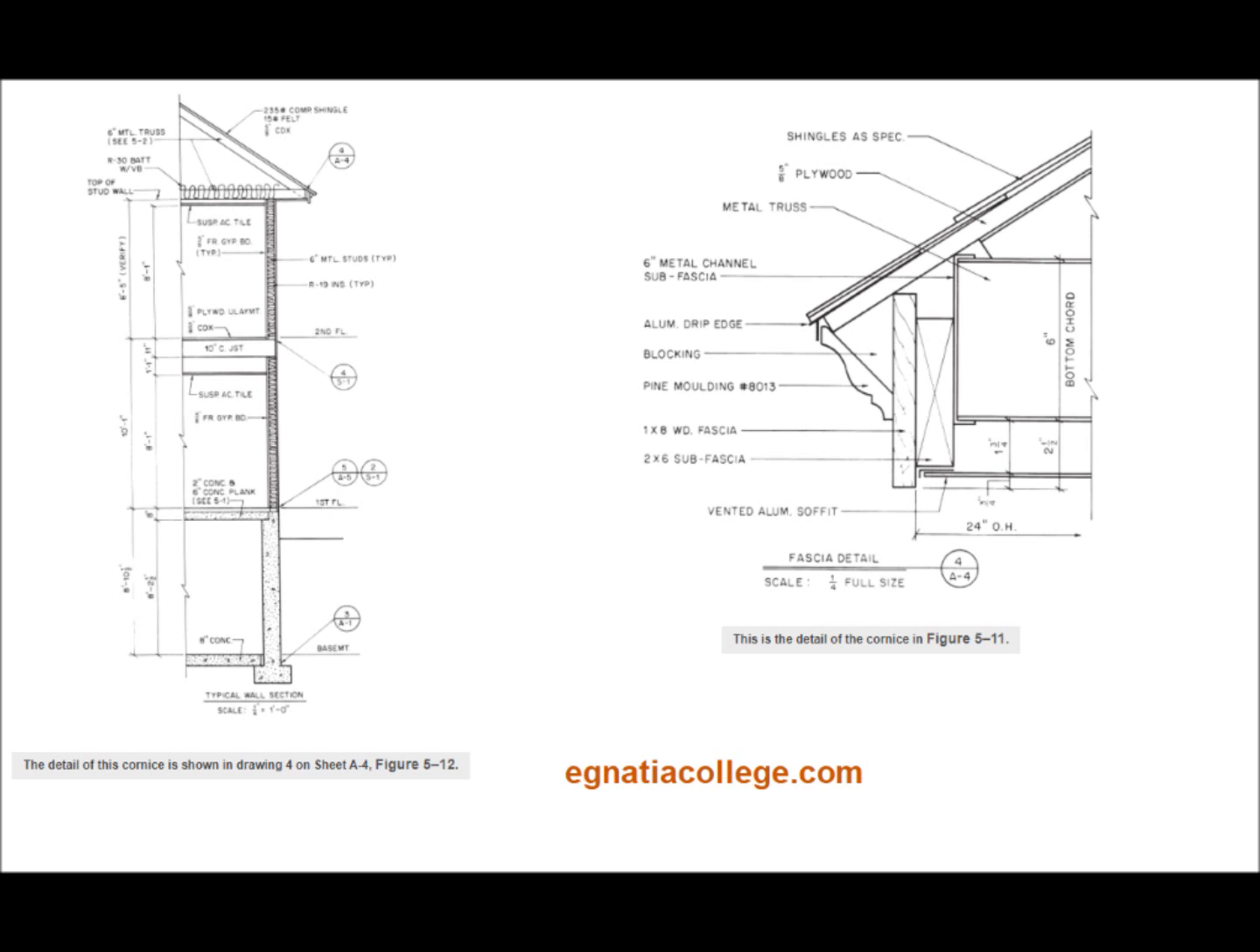The cornice detail is drawing 4 on sheet A4 and is shown in figure 5. Notice that the detail faces the opposite direction from the typical wall section. That is because, being a typical section, not a specific section, it represents all exterior walls regardless of the direction they face. Abbreviations.